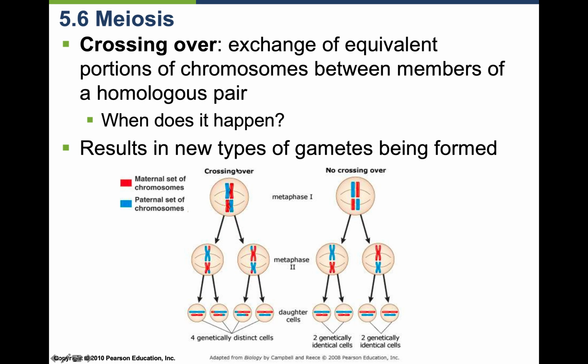But with crossing over, you can have these chromosomes exchange equal portions with each other. So you can see this is the result right here, okay? And then as they continue through meiosis, those daughter cells are going to be completely distinct. So you end up with 4 distinct daughter cells in this example, whereas over here you only had 2 sets of distinct cells.